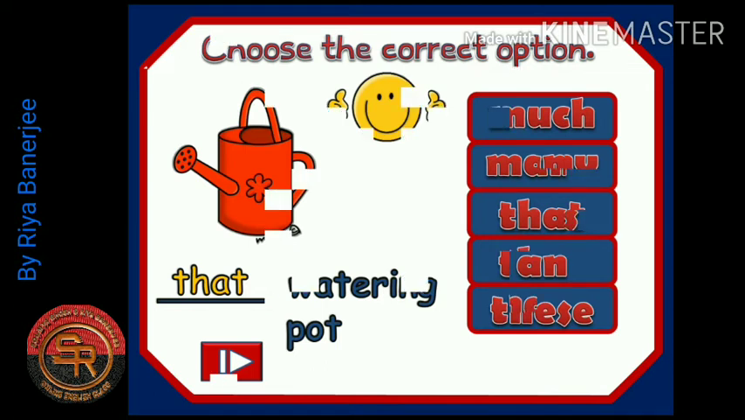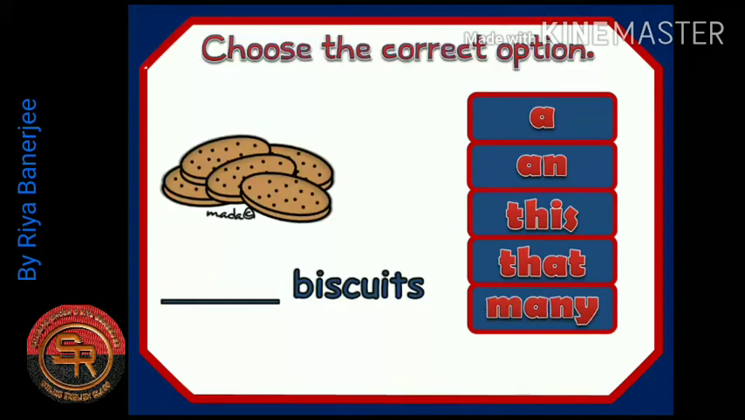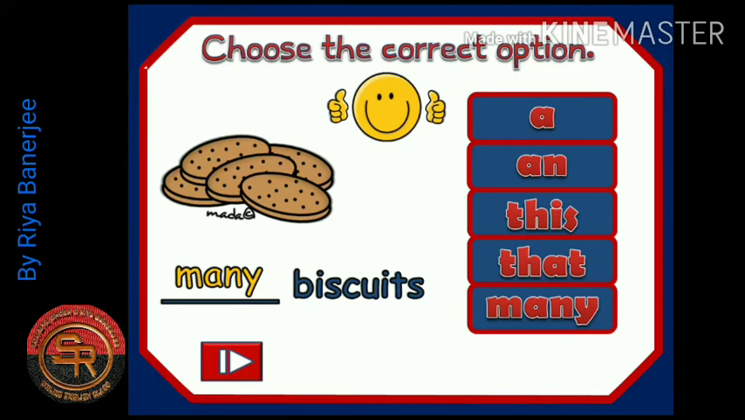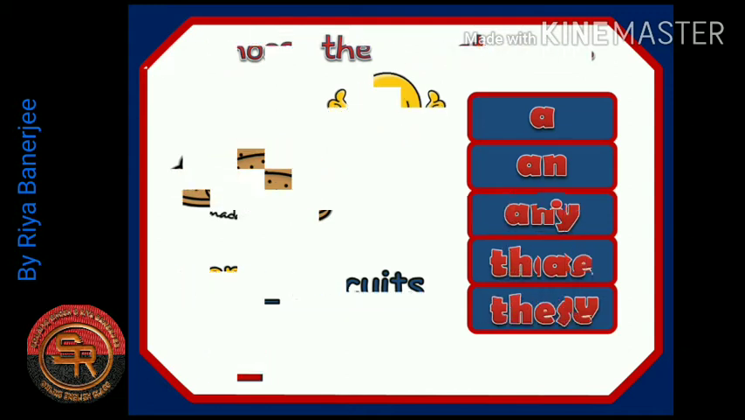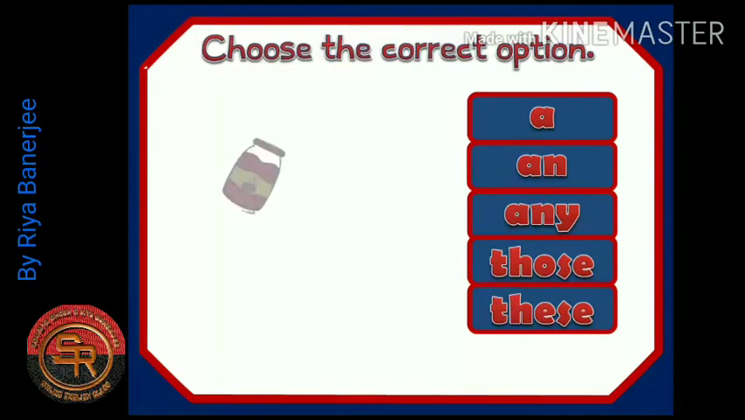Let's continue. Choose the correct option. Dash biscuits. I have selected many biscuits. The options are a biscuit, and biscuit, this, that, many. We know that these are plural in number, so the option many is used.